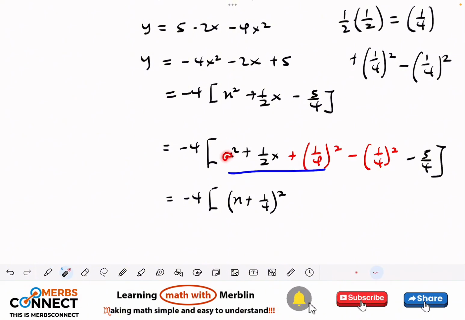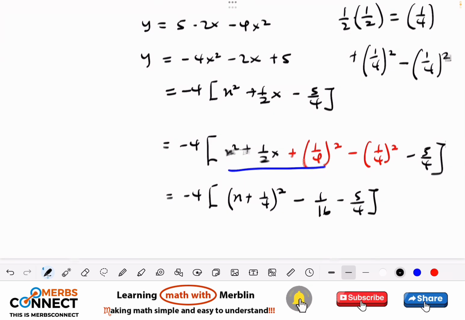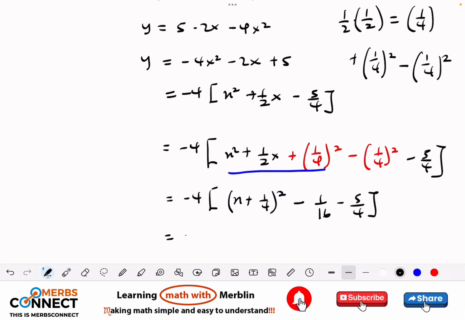So I pick what is here, x, without the square. I pick the 1 over 4 here without the square. Then I square them. And when I expand this, I'm going to get what is here, right? So now the terms left are these. So now I'm going to have minus 1 over 4 squared, which is 1 over 16, minus 5 over 4. So let's simplify that. We are going to have minus 4, then x plus 1 over 4 all squared.